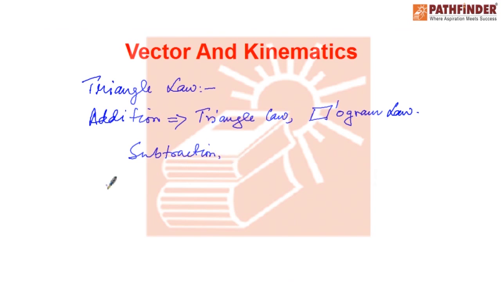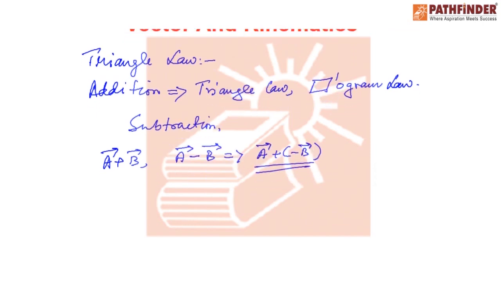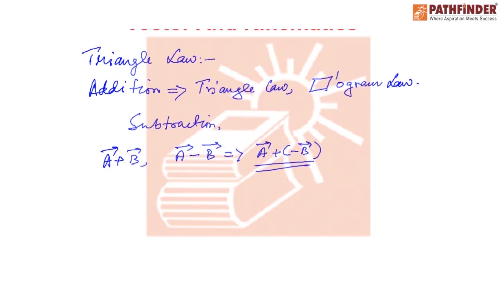When we are adding vectors a and b, we put it like this, and when we say we are subtracting two vectors, actually a minus b is basically a plus of minus b. So we are reversing the vector and adding. That has to be taken care of. When you are subtracting, you are adding in vector.